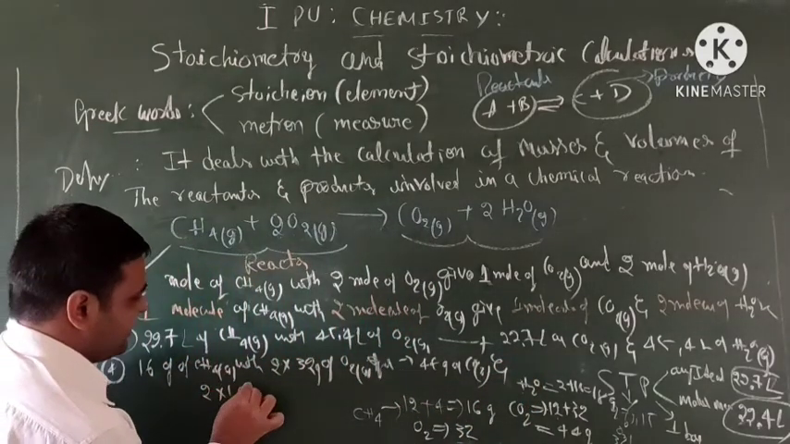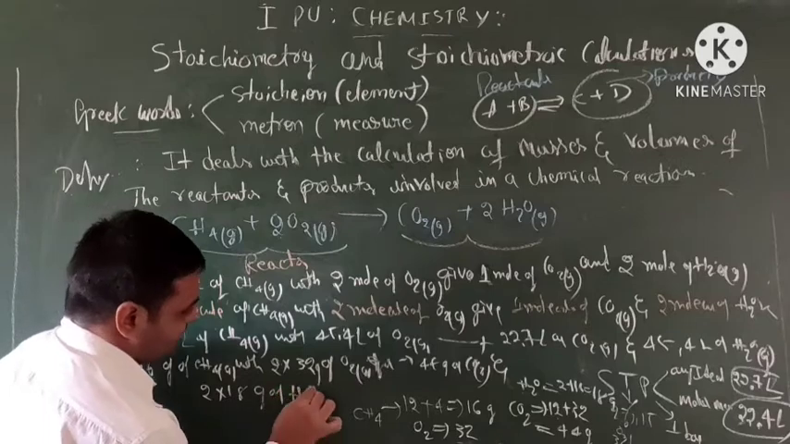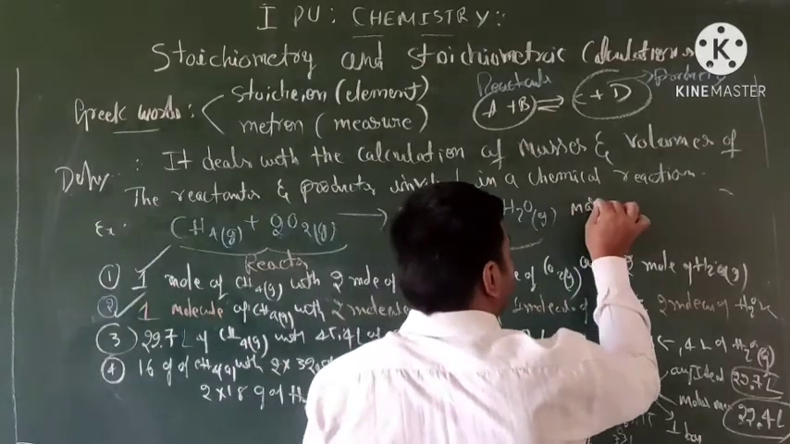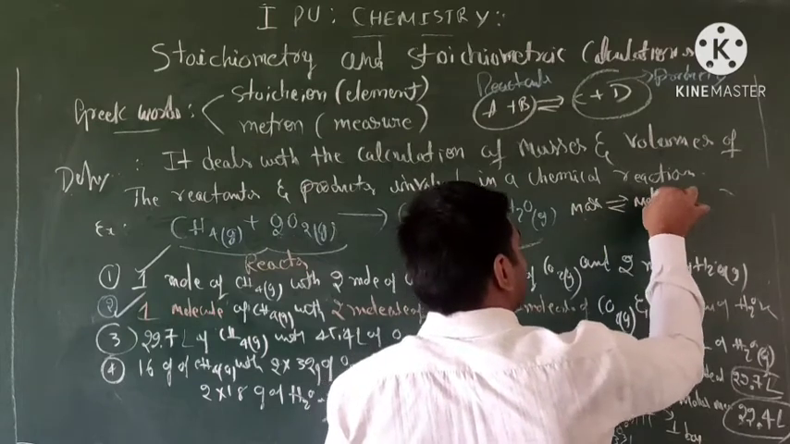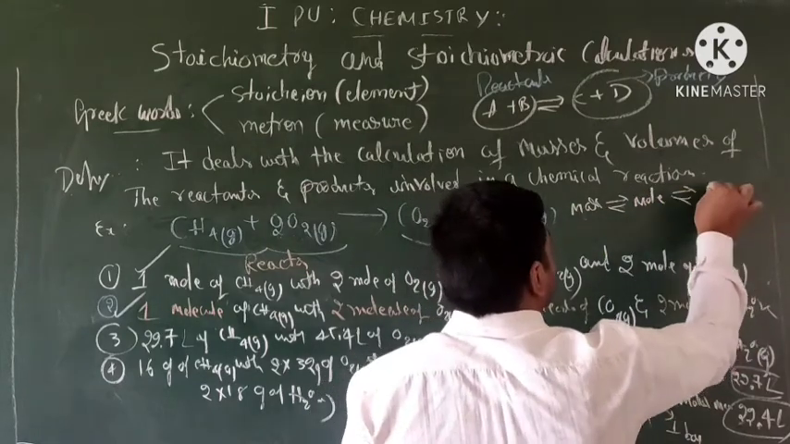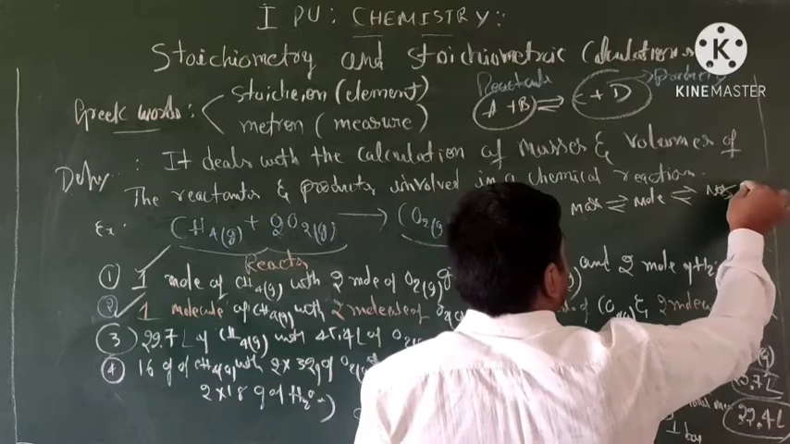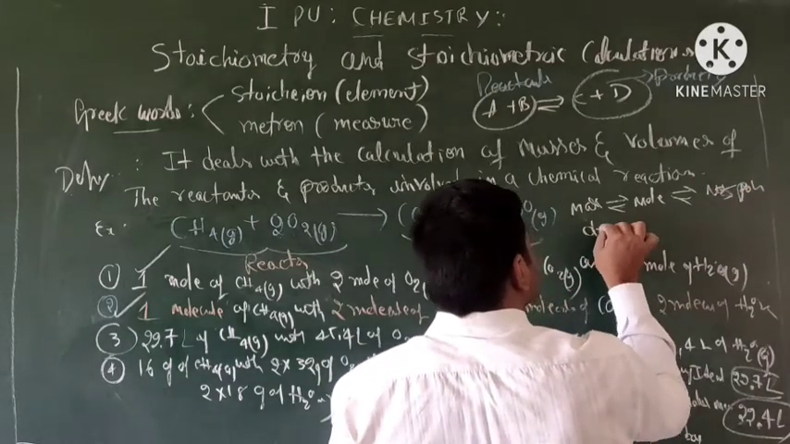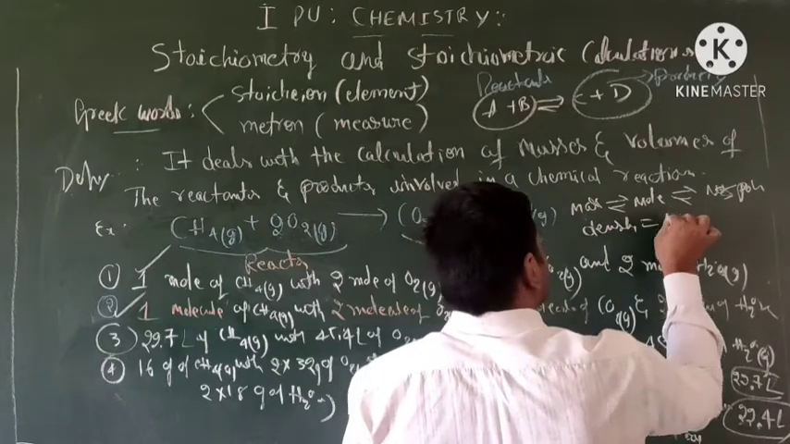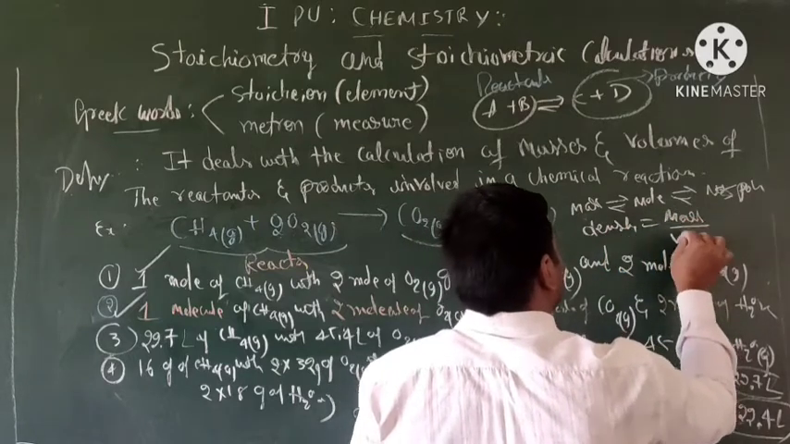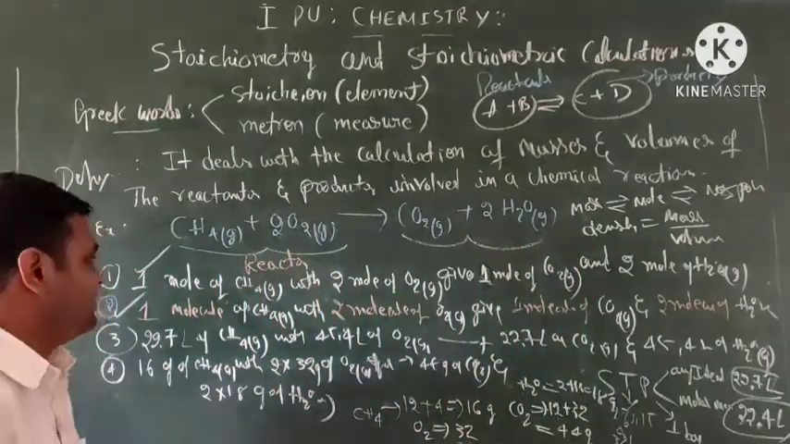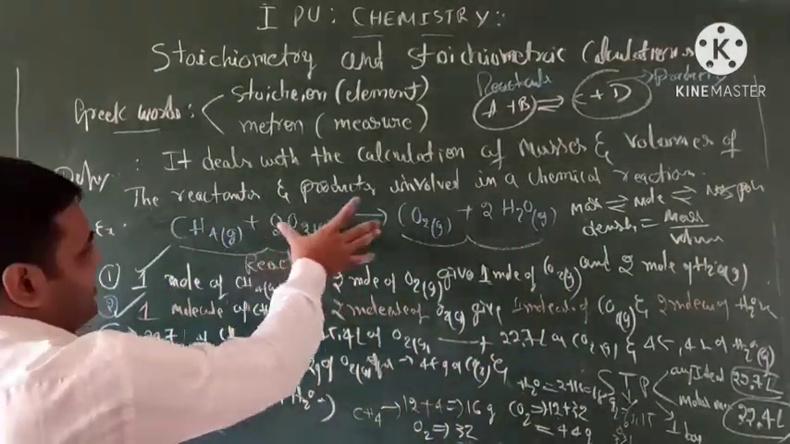2 into 80 gram of water molecule. This is called what? A simple way to get masses: values equal to the moles, equal to the number of atoms, number of molecules or particles. So what we got? Density means mass by volume.